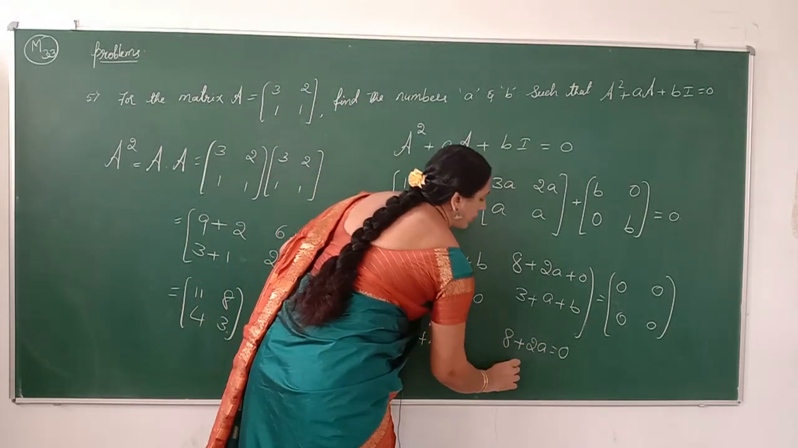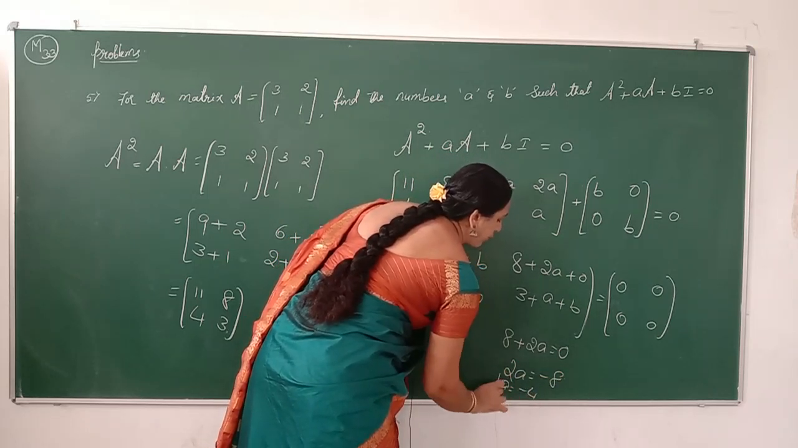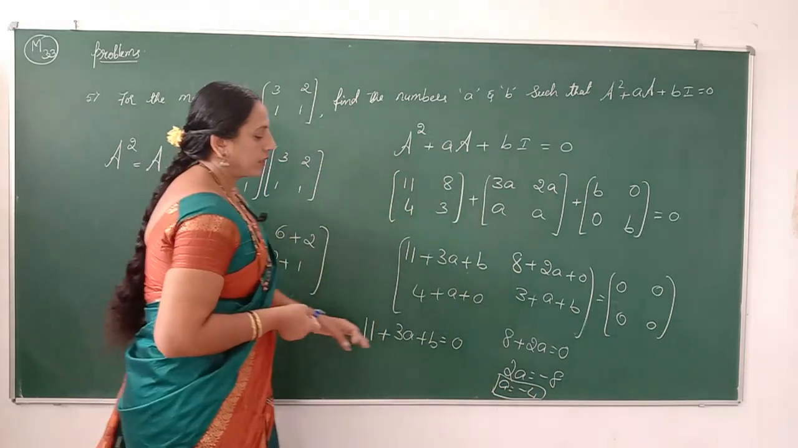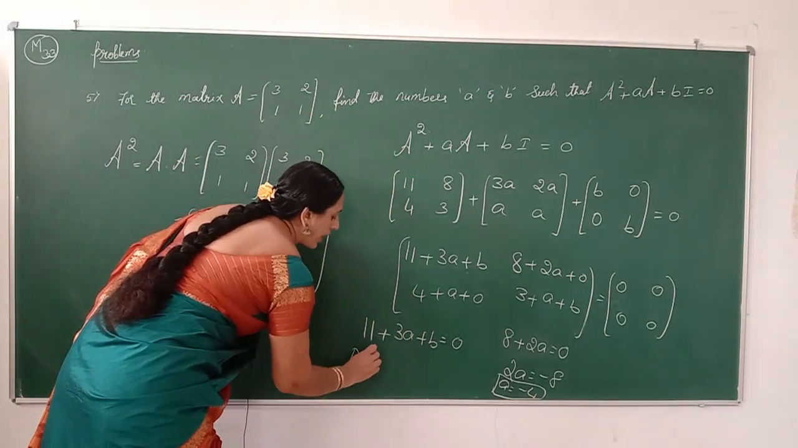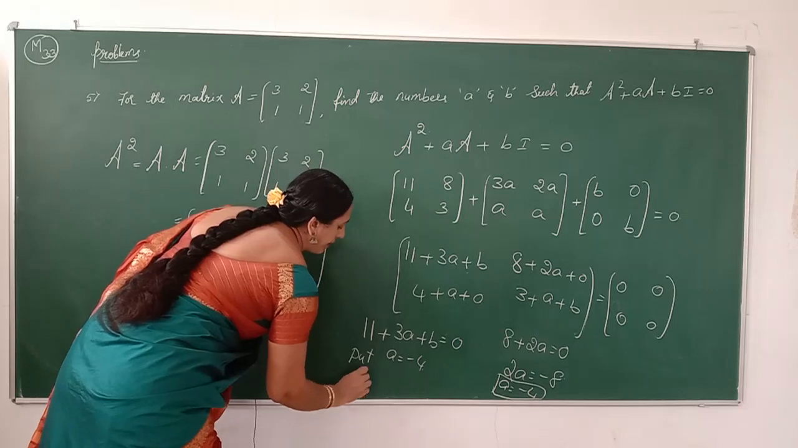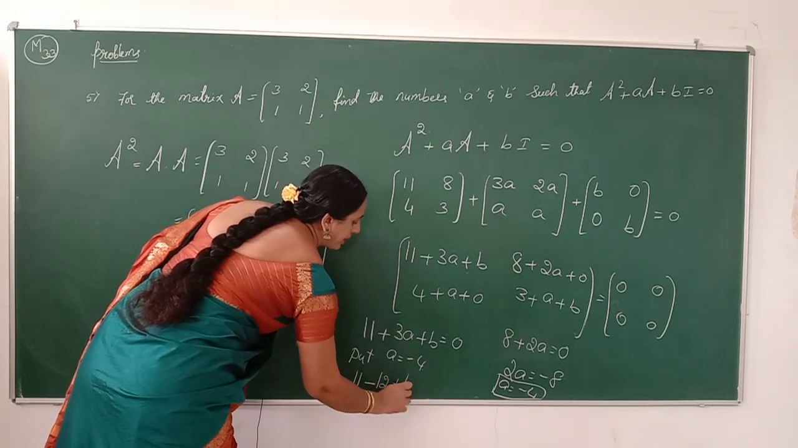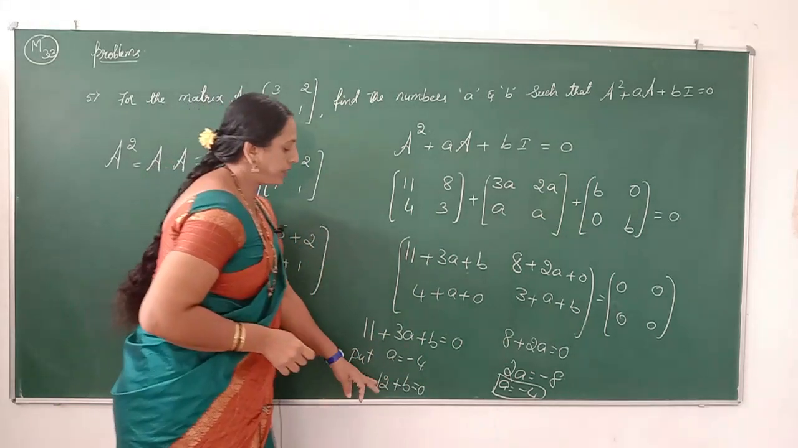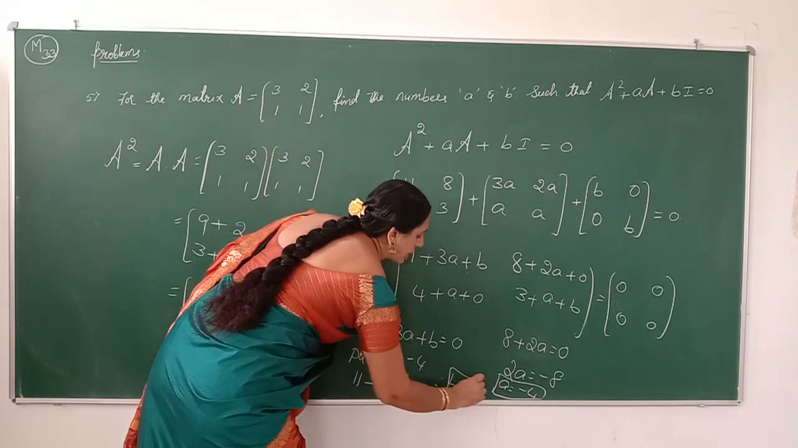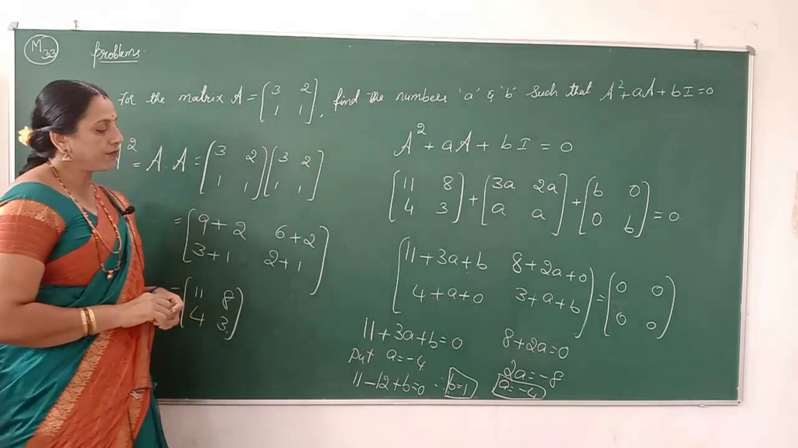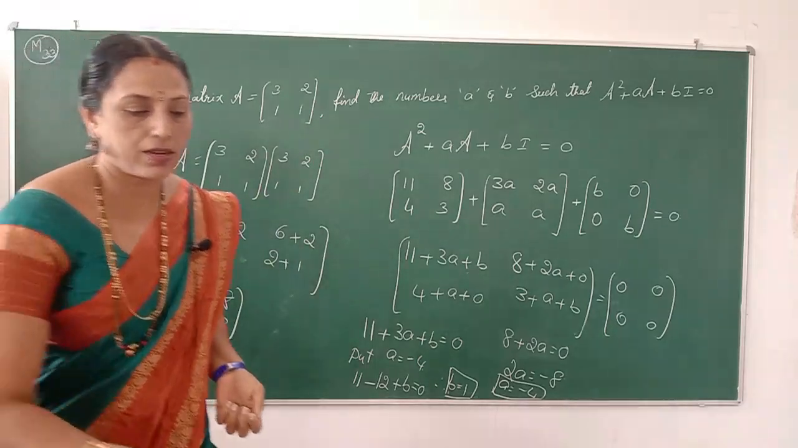8 plus 2a is equal to 0, therefore 2a is equal to minus 8, then a is equal to minus 4. Similarly, this value of a can be substituted in the other equation. Put a equal to minus 4: 11 plus 3 into minus 4, minus 3 into 4 is 12, plus b is equal to 0. So 11 minus 12 is minus 1, minus 1 plus b is equal to 0, therefore b is equal to 1. Therefore, the values are a equal to minus 4 and b equal to 1. These are the values of the scalar numbers.